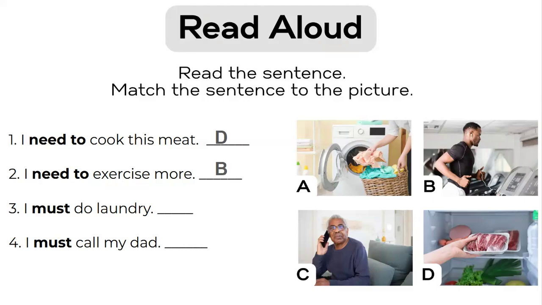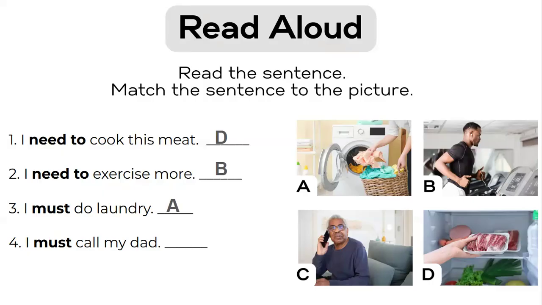All right, number 2, I need to exercise more. That is picture B. And again, this could be coming from the outside. Maybe a doctor could be saying you need to exercise more. Or again, this could be from an inside feeling. This person just might feel like they need to exercise because they've been feeling a little unhealthy lately.